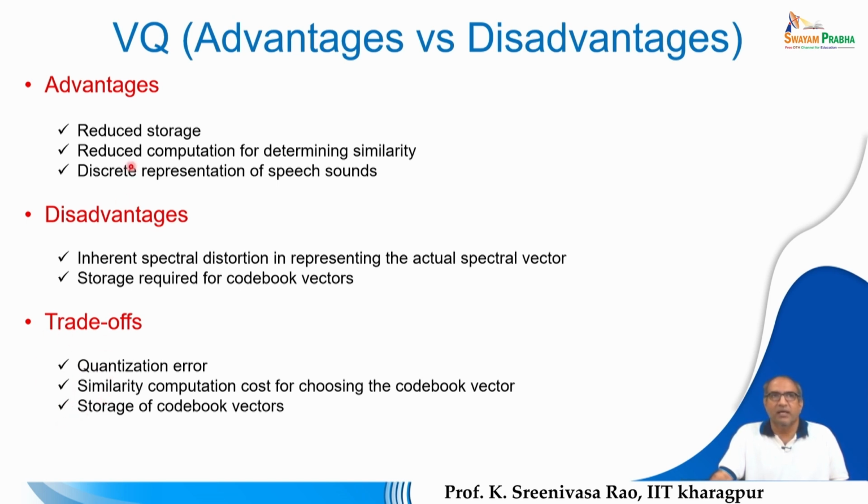So when we analyze vector quantization, there are certain advantages and disadvantages, and we need to balance the code book size versus the quantization error and so on.